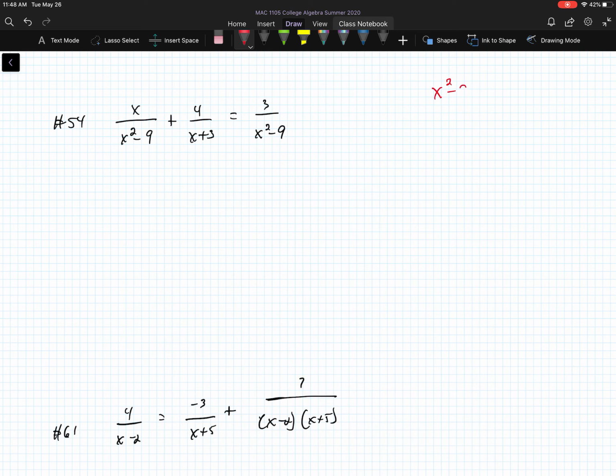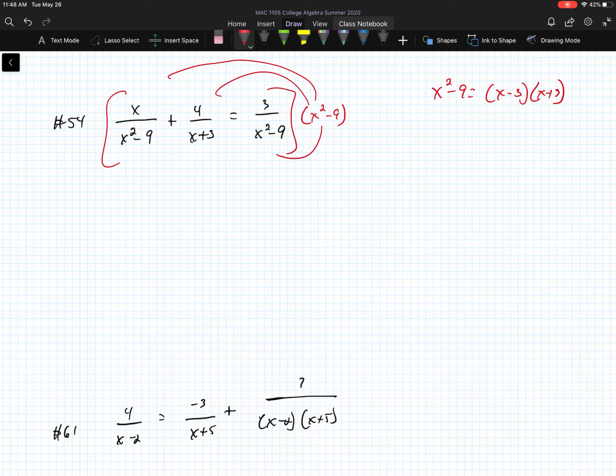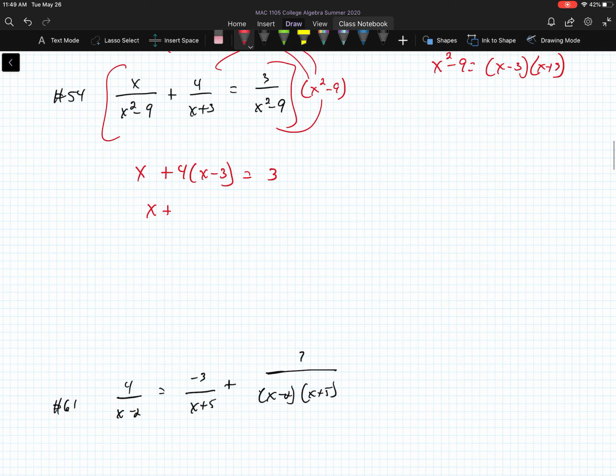Now for number 54, one of the things that you have to remember is that x squared minus 9 is actually the difference of squares. So if I multiply everything by x minus 9, you notice that the x plus 3 is going to cancel out, and I'm left with x minus 3. So if I multiply that by that, and that, here I get my x. Here I get my 4 times x minus 3, and on this side here I get my 3, because everything else cancels out. So this is going to be 4x minus 12 is equal to 3.